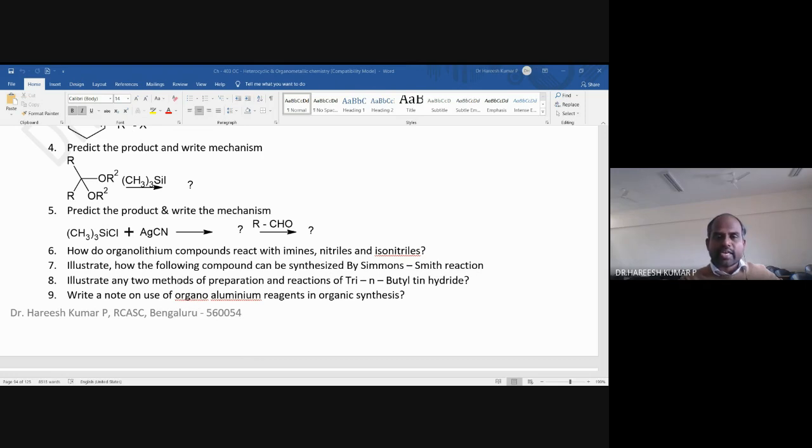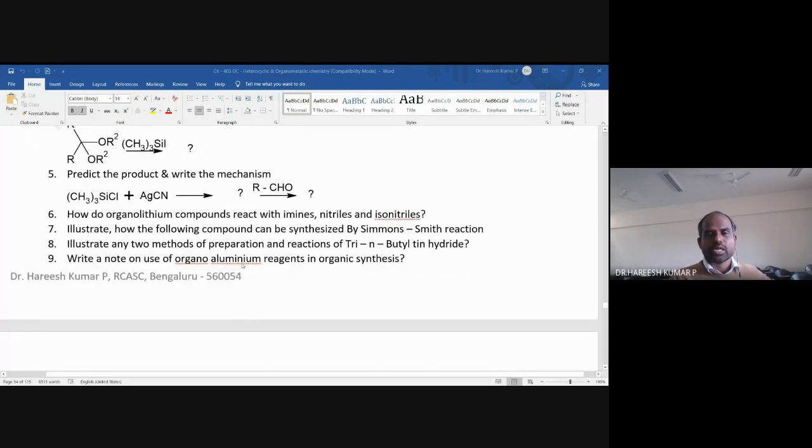Illustrate any two methods of preparation and reactions of tri-n-butyltin hydride, a reducing agent. It will act as a reducing agent, as a source of hydride. And more particularly, you have to explain two methods of preparation, how the tributyltin hydride is obtained. Two methods of preparation you have to explain.